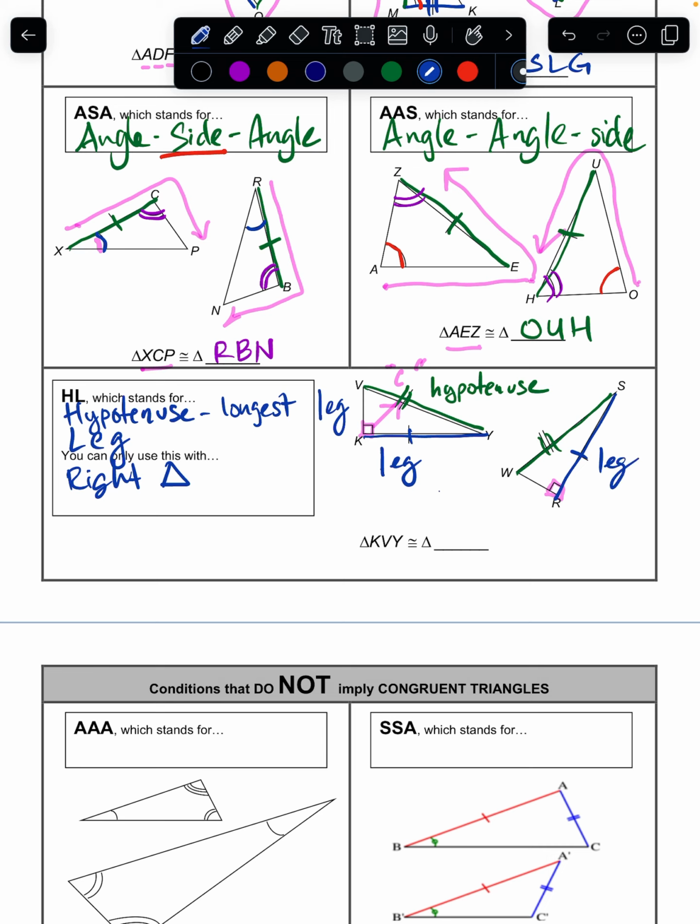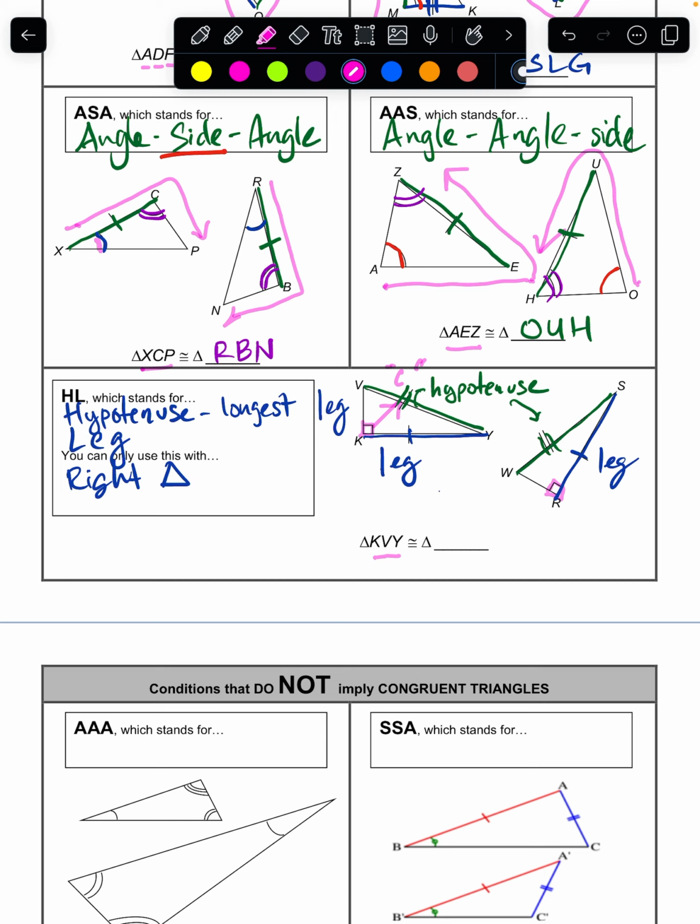So again, this is a leg. This is also your hypotenuse, right? Both of these are hypotenuses. So this means that both of these right triangles are congruent because the hypotenuse and a corresponding leg are congruent. So let's name this. It says KVY. So K and then V, then Y.